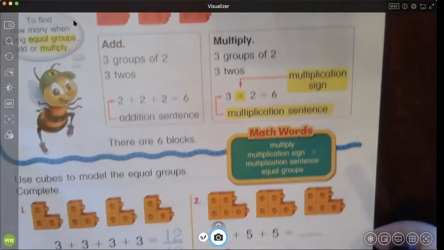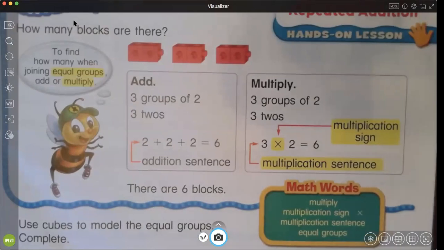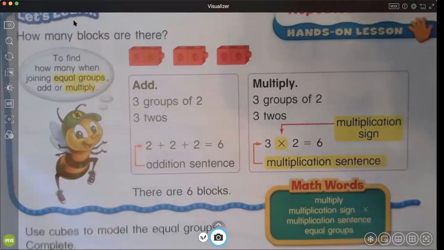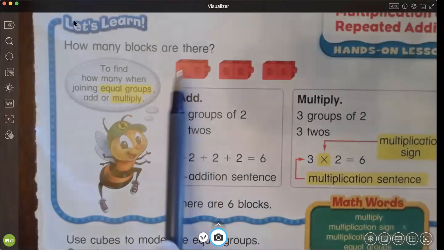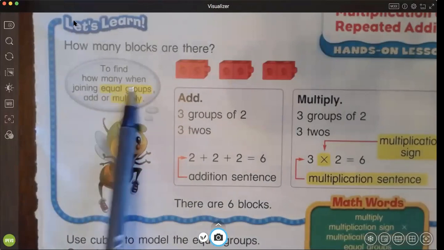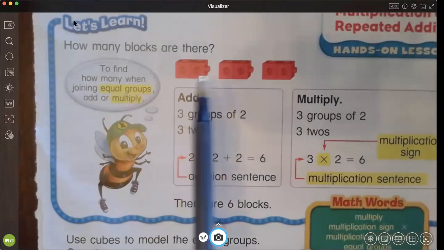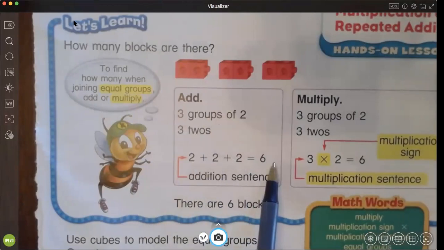And basically, all multiplication is repeated addition, but the more you do it and the more used to it you are, the quicker it'll come, just like regular facts, okay? So it says, how many blocks are there? So let's see. There are 1, 2, 3, 4, 5, 6 blocks, okay? To find how many, when joining equal groups, add or multiply. So we're gonna add. So we have 3 groups of 2, okay? So we have 3 2s. 2 plus 2 plus 2 equals 6, okay?